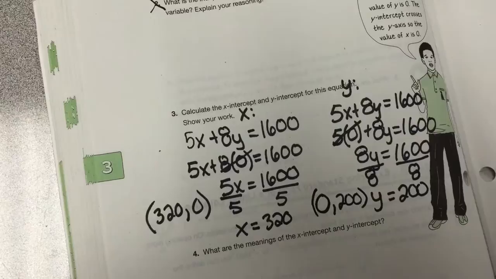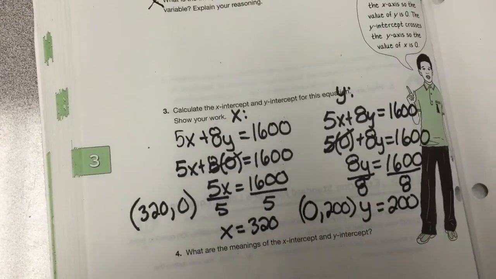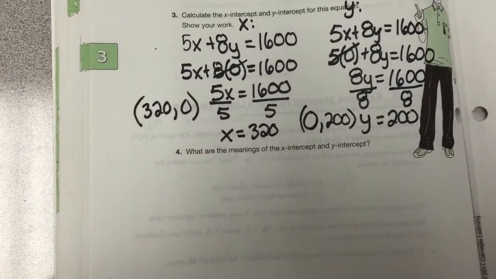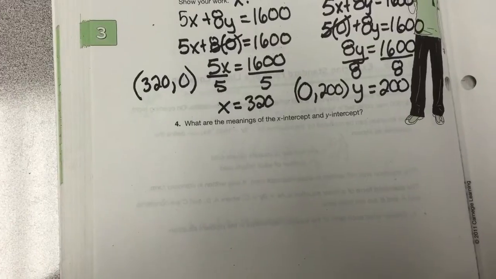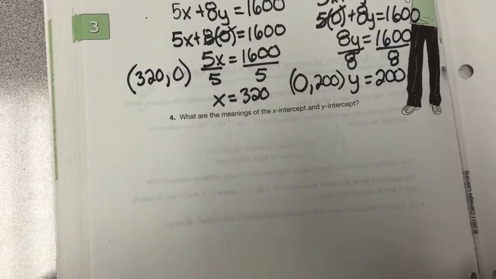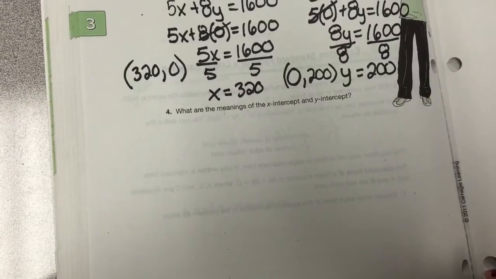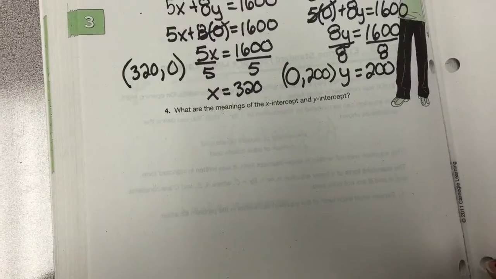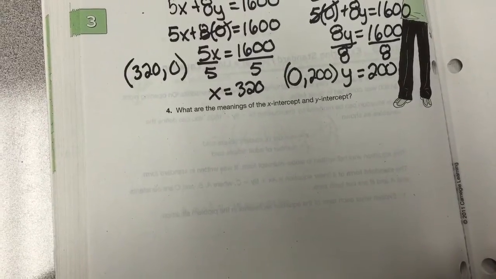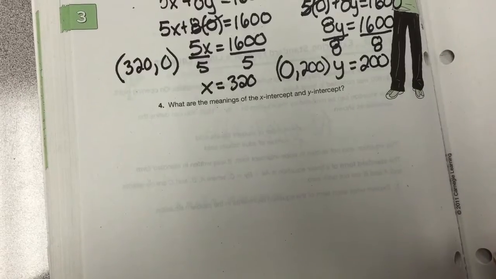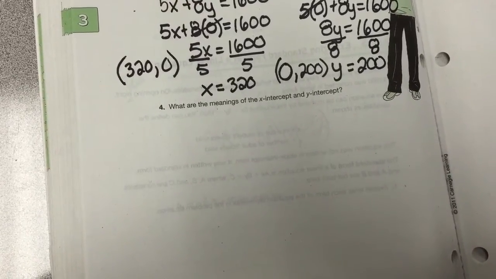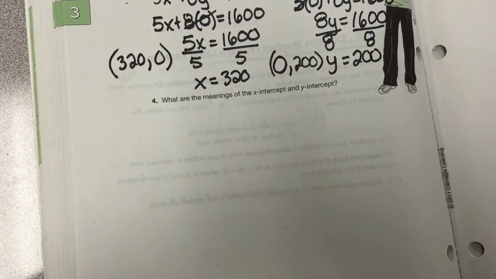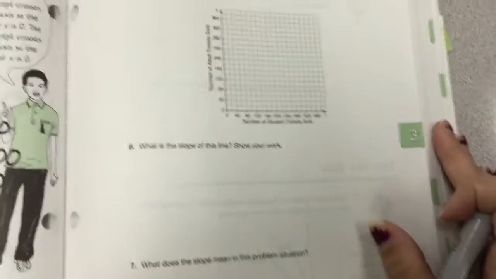So if I'm looking for my x-intercept, I plug a 0 in for my y. And if I'm looking for my y-intercept, I plug a 0 in for x. And then number 4 says, what are the meanings of the x and y-intercept? Again, I'm not going to write it down, but you need to make sure that you're writing it in your book. So the x-intercept means that if 320 students' tickets were sold and no adults' tickets were sold, they would make 1,600. And the y-intercept means that if 200 adult tickets were sold and no student tickets were sold, they would also make 1,600.